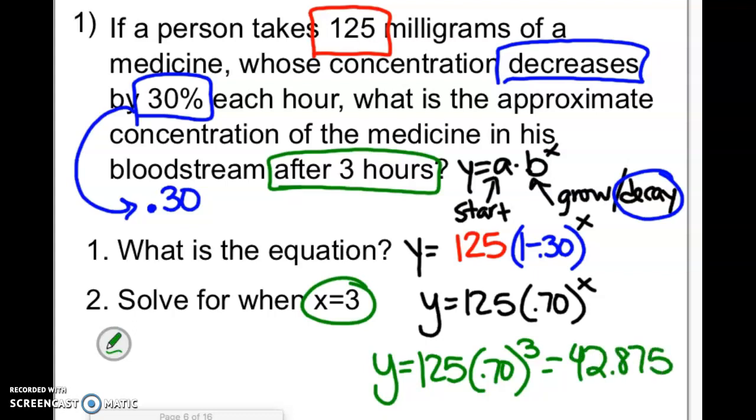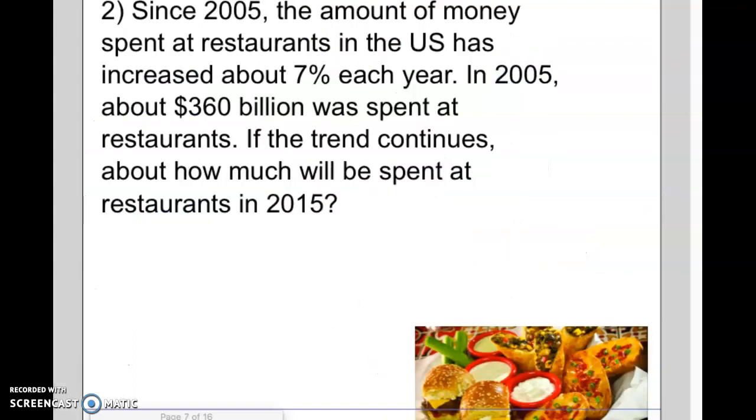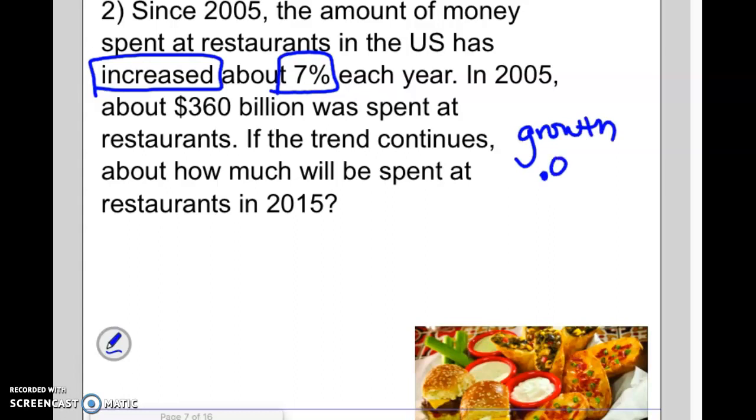So look for your start, is it growing or decaying, by what percent, and then how much? So again, take a moment to read it. We're going to go through that same process. So we're going to start with, what is our starting value? Since 2005, here's a key piece of information, it has increased 7%. So that means we have a growth model, and we're going to use 0.07. In 2005, that's the start, so here is our start.